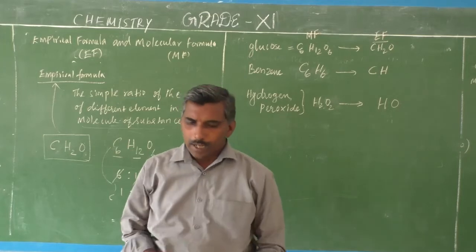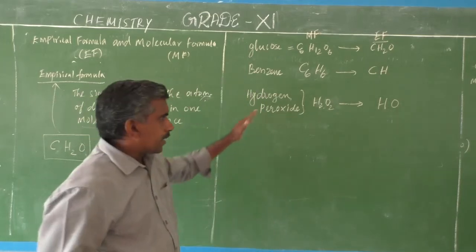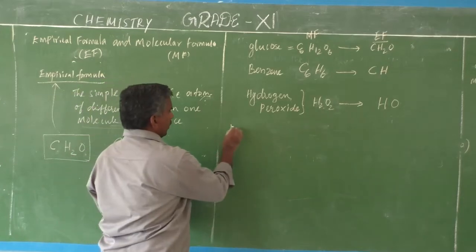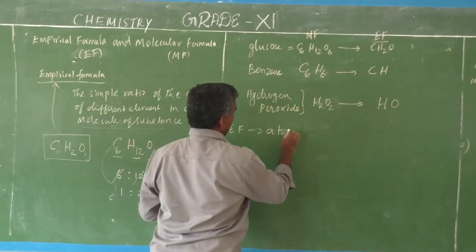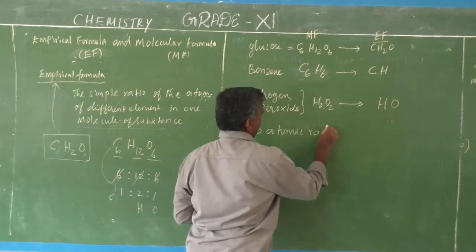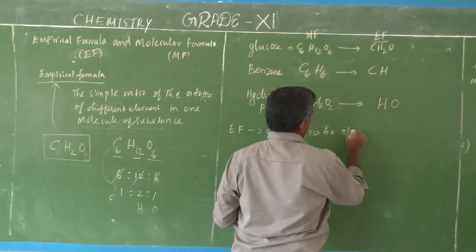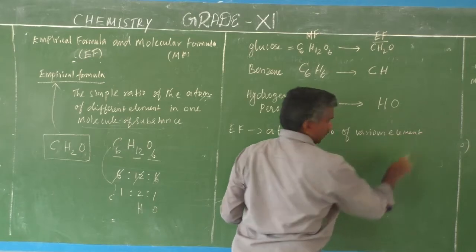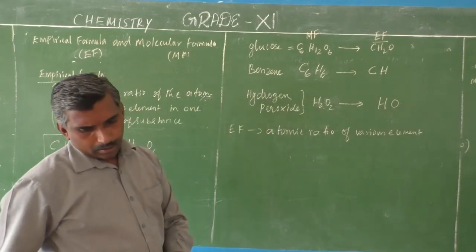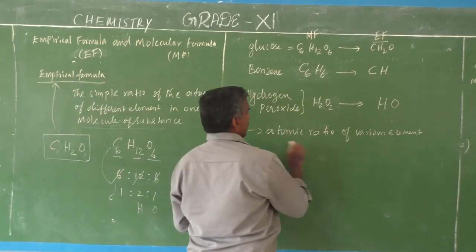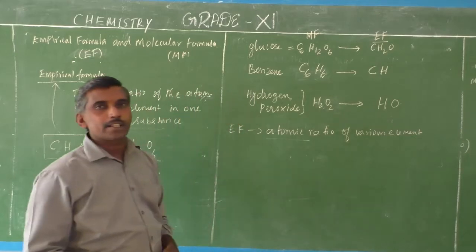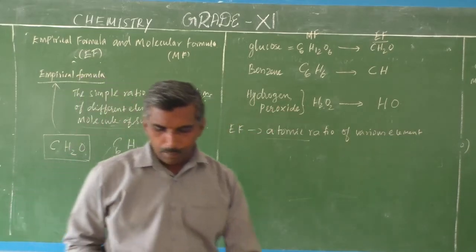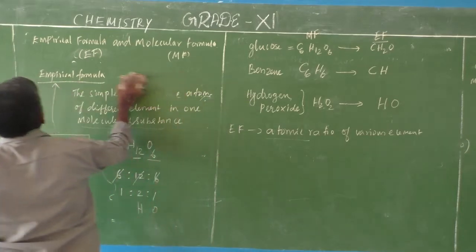The empirical formula gives only the atomic ratios of the various elements. How many atoms of each? That is the smallest number you count. This is the empirical formula. Next topic is molecular formula.